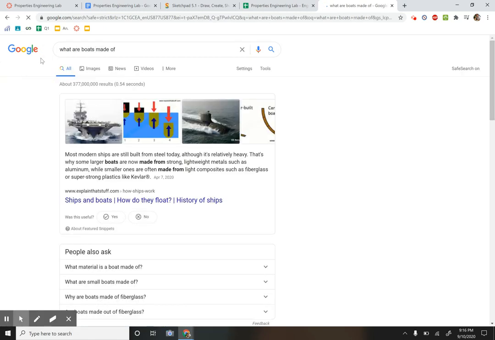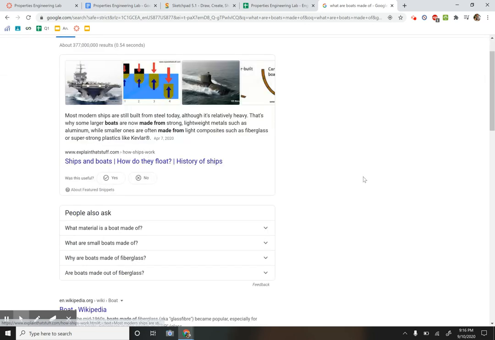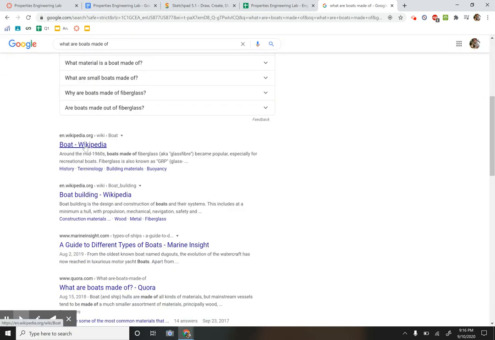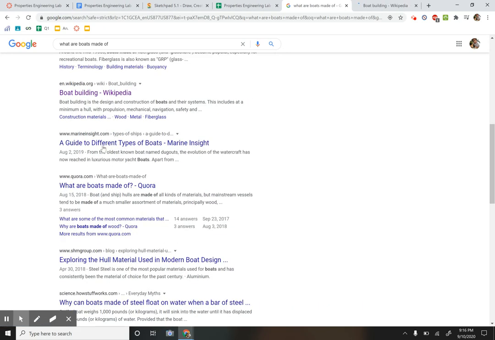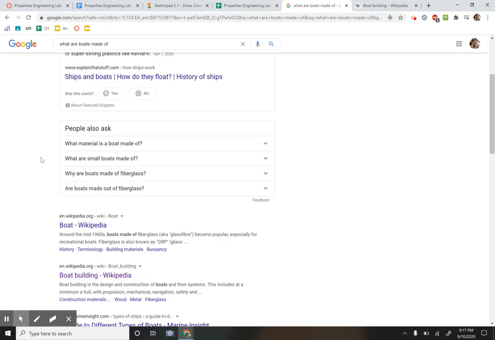And there's probably a lot of different things that boats are made of. But I'm going to find a website. Oh, here's Wikipedia. It talks about maybe what boats are made of. Oh, here's the one about boat building. That probably has some good ideas. Or there's some different, this website's about marine stuff. That's about boats. But you're going to go look.